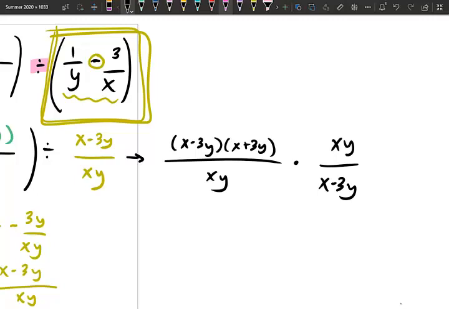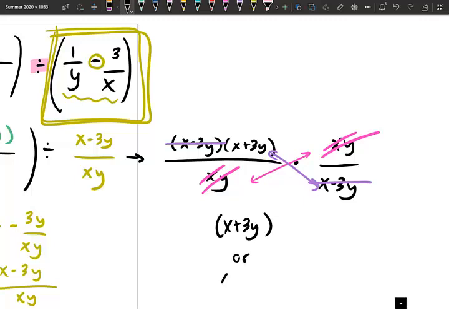So let's look diagonally to see if we can cancel anything. Here we can cancel out xy. They're identical. Then if we look the other way, we have x minus 3y, x minus 3y. So this whole thing gets canceled out. Writing everything we're left with, we are only left with x plus 3y. You can put parentheses, no parentheses, it's up to you.